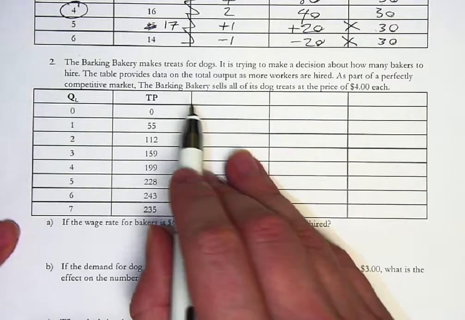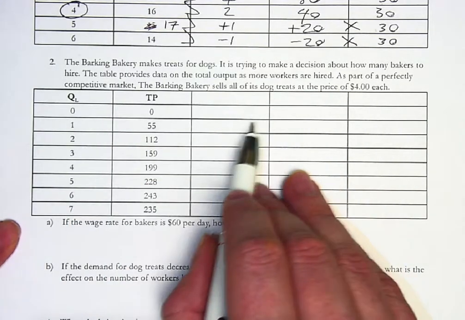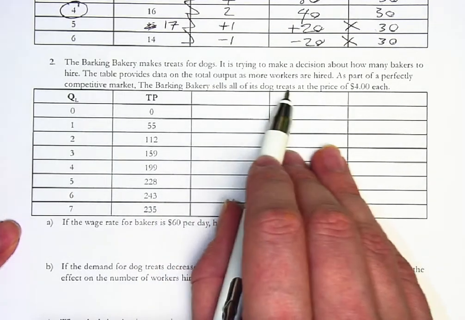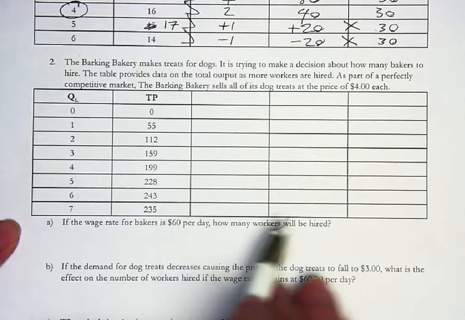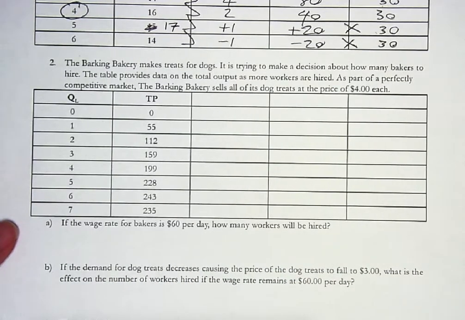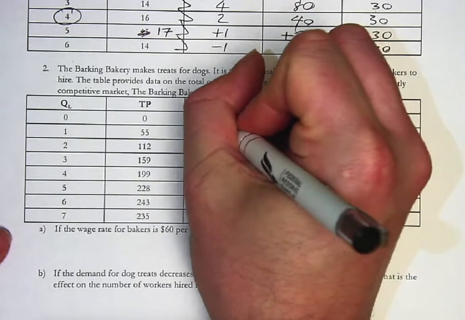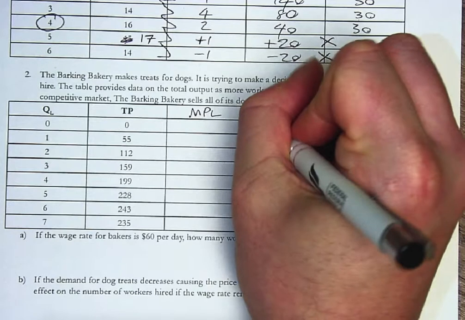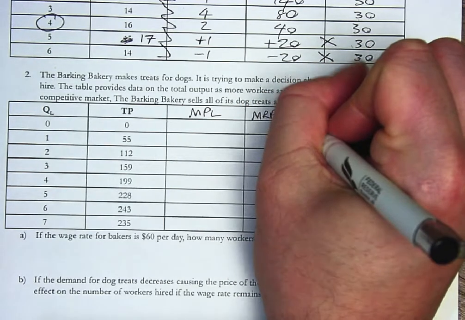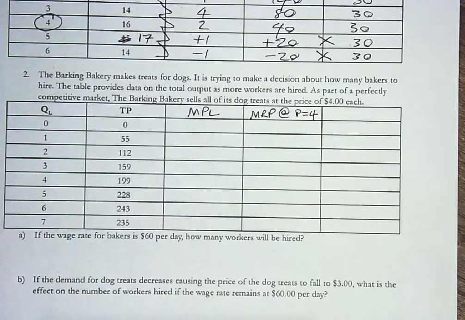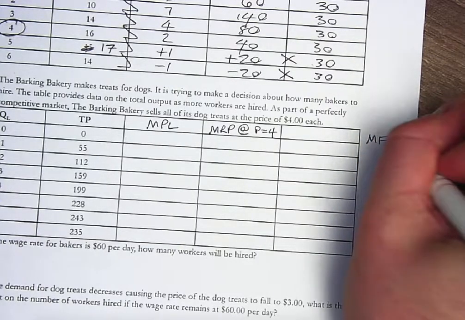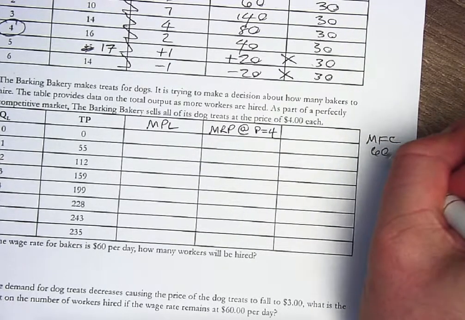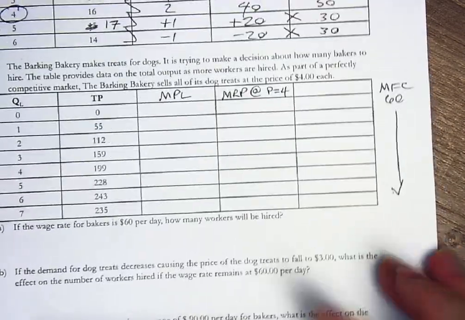In this one, a similar problem, total product and quantity of labor, but now we're not given the MPL information. It says the bakery sells the dog treats at a price of 4. Part A, if the wage is 60, how many workers will be hired? Well, we definitely are going to need the MRP, okay? So we need the MPL and the MRP at the price of $4. And I'm going to write off to the side here MFC, and I'm just going to put 60, and put an arrow down, because we know the MFC is 60 all the way down.